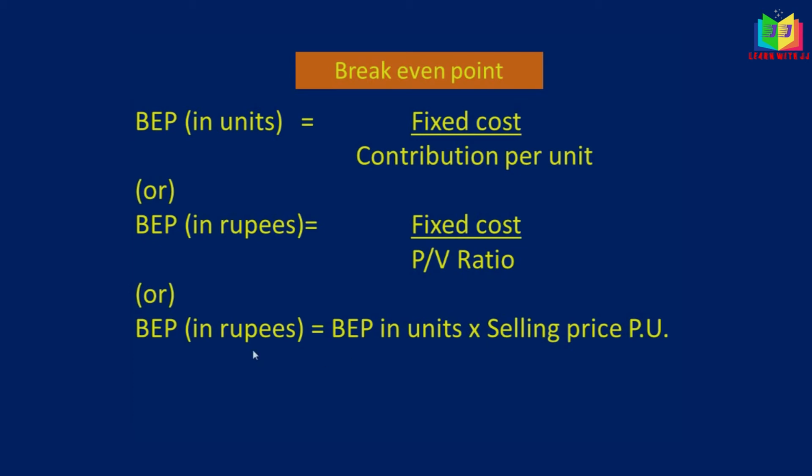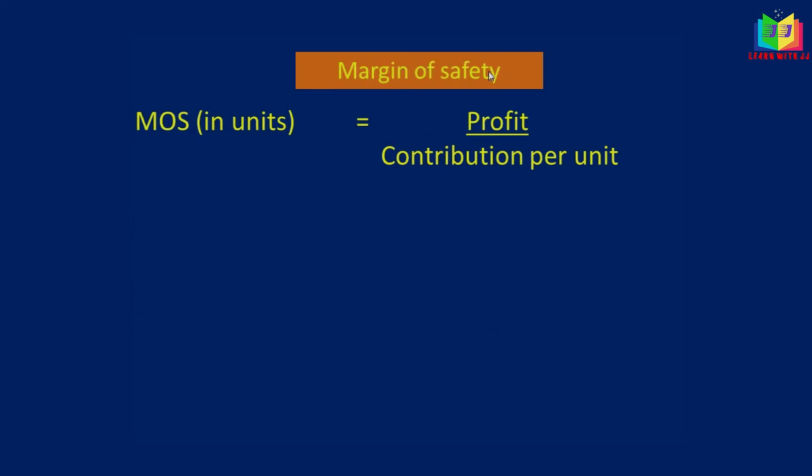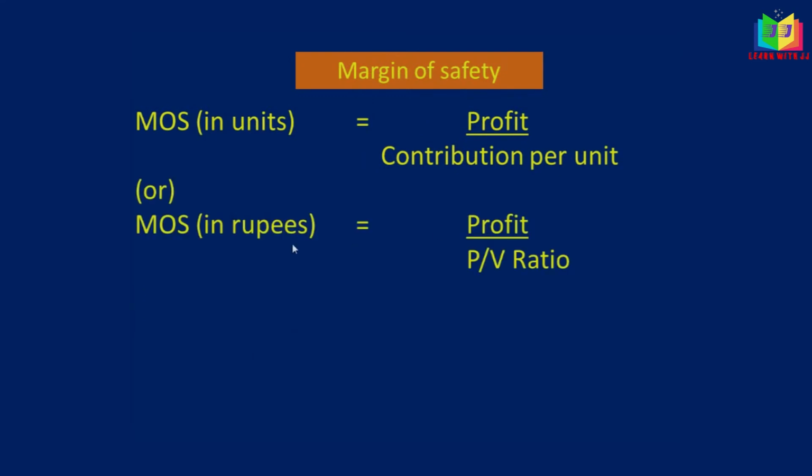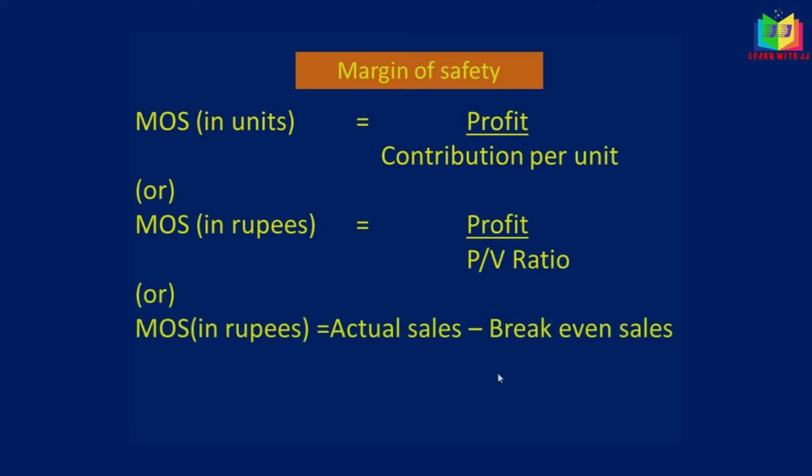If we do that, we'll get the break even point in rupees. Okay, and next one is margin of safety. Similar to break even point, we have three formulas for this margin of safety. The first one, if we want it in units, is profit divided by contribution per unit, and in rupees, profit divided by PV ratio, and the same in rupees if we want, actual sales minus break-even sales is the formula to calculate this margin of safety.